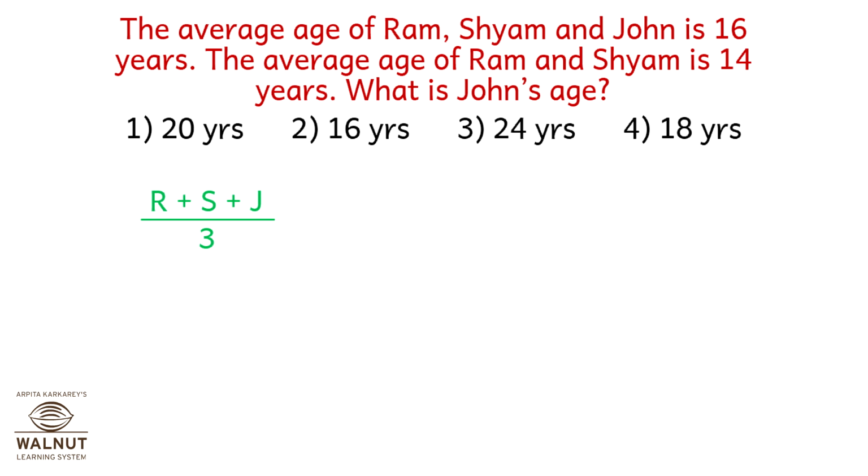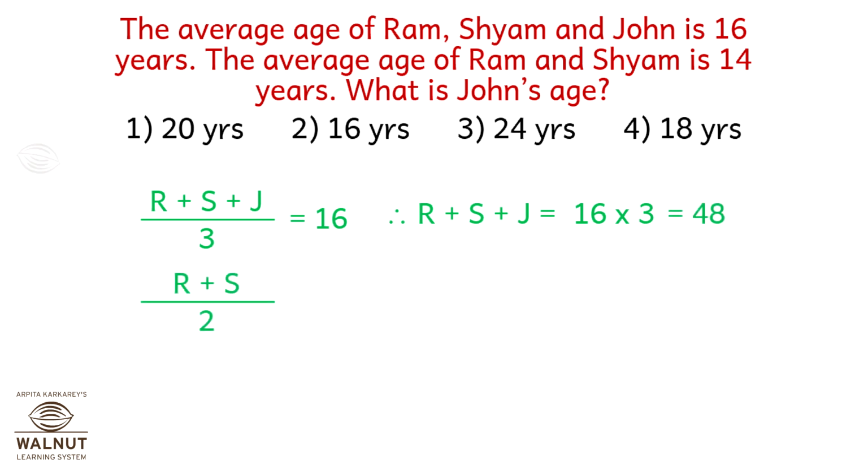Let's write Ram as R, Shyam as S and J as John. So R plus S plus J upon 3, which is the average, is 16. Therefore, R plus S plus J is 48. Now, R plus S upon 2, which is the average of Ram and Shyam, is 14. Therefore, R plus S is 28.